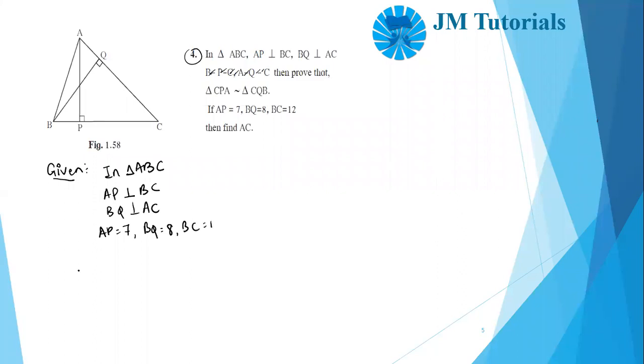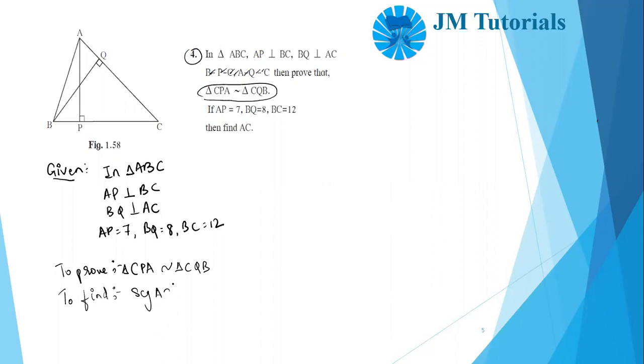Now to prove, there are two things. You have to prove this. So I'll write that in to prove. Triangle CPA is similar to triangle CQB. And to find seg AC. So this is what is basically asked to prove. So I'll go ahead and I'll start.